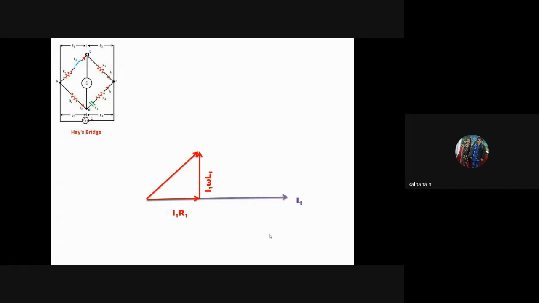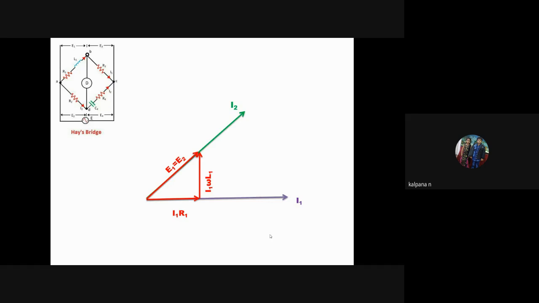So this bridge is balanced, so E1 is equal to E2. Now, E2 means what? We can write it as I2 R2. So I2 and E2 are in phase with each other. Why in phase? Because in the branch, E2 is equal to I2 R2. The element is a resistance, so the angle between voltage and current is 0 degrees, or in phase with each other. So that's why I have drawn I2 on the same line.